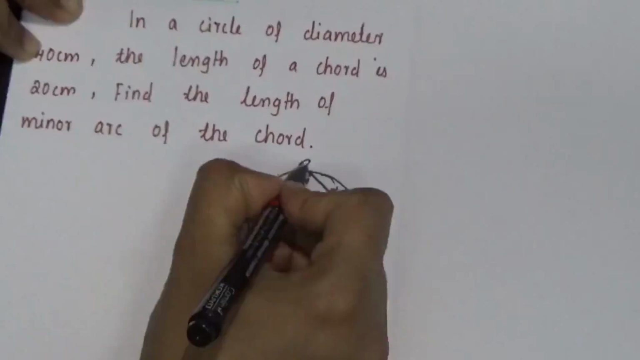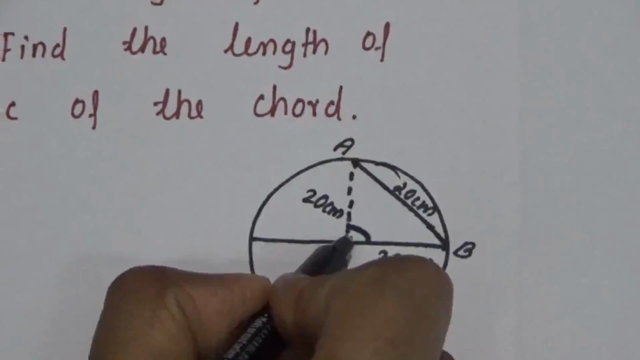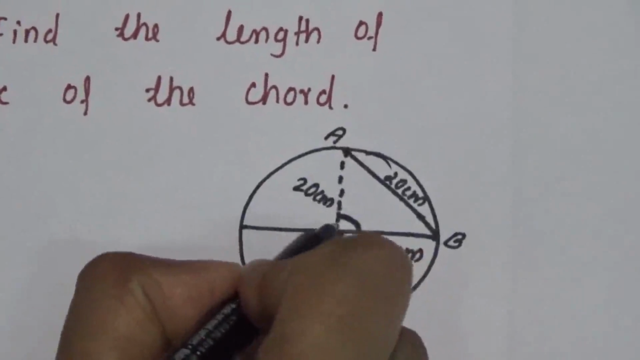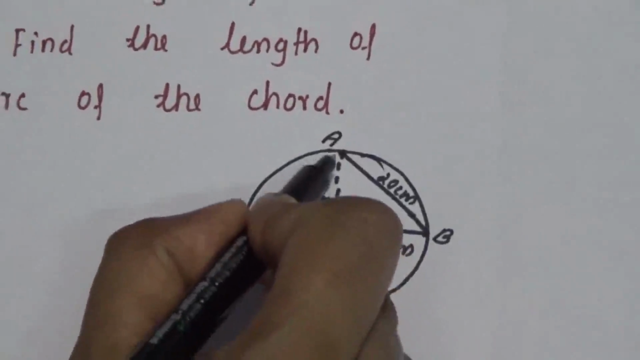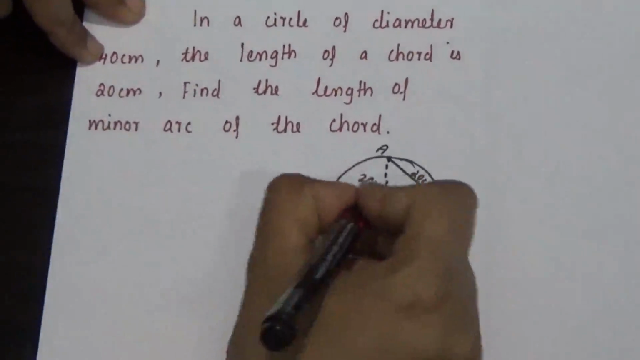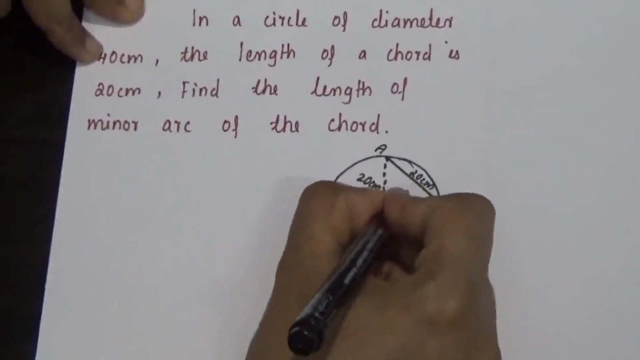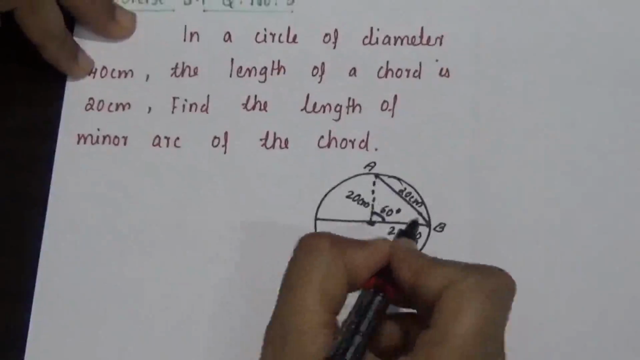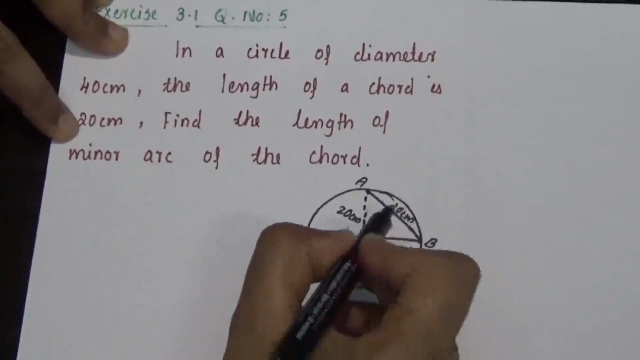So this is the given chord, AB. This is the angle subtended by the chord at the center. Since this angle is one of the angles of the equilateral triangle, this is 60 degree. Here we have to find the length of minor arc of the chord.